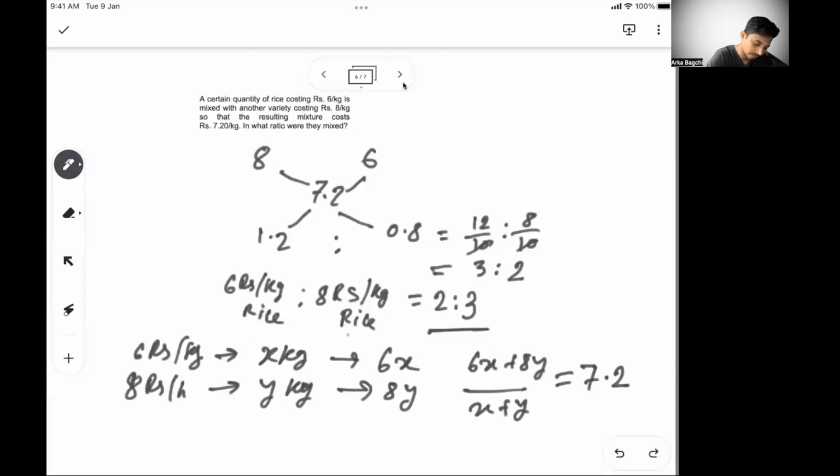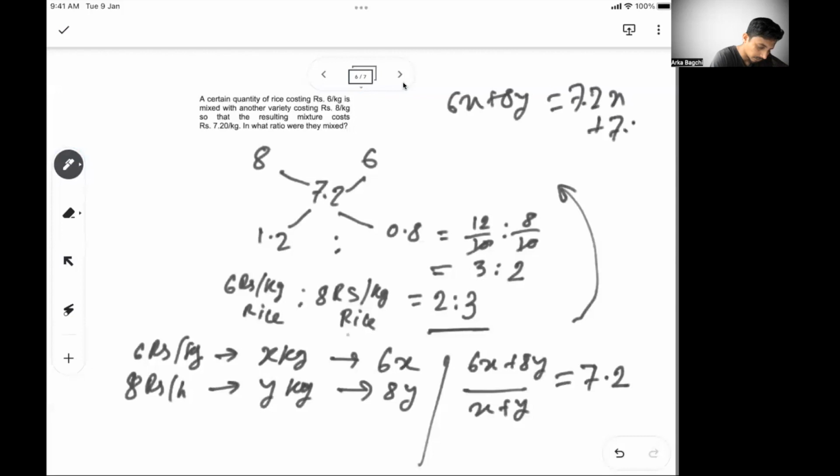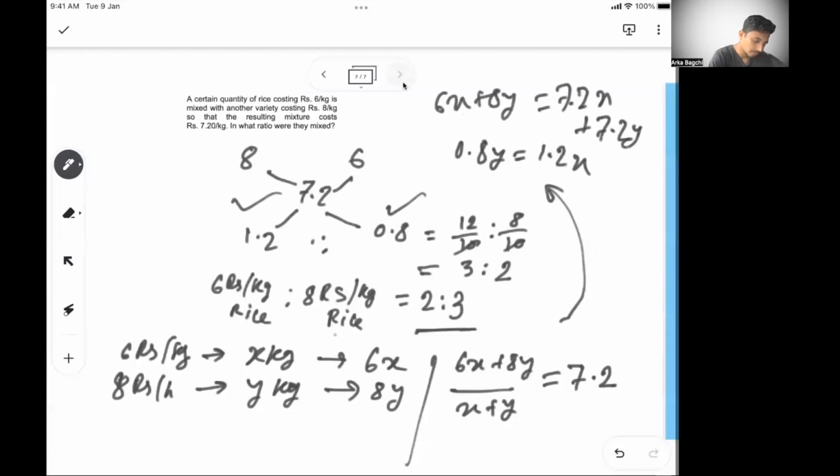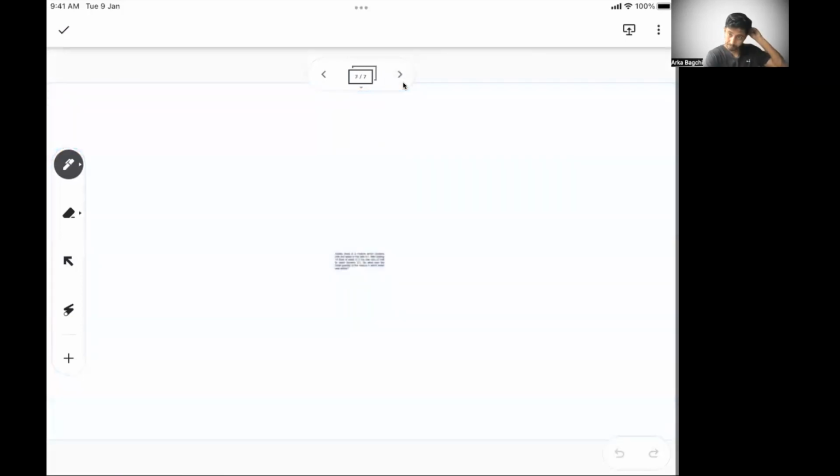Let's do that quickly for you. So from here, 6x plus 8y is 7.2x plus 7.2y. So if you do it carefully, you will get 0.8y is 1.2x. Again, the same thing that we started with. So it should be 2 is to 3. Okay.